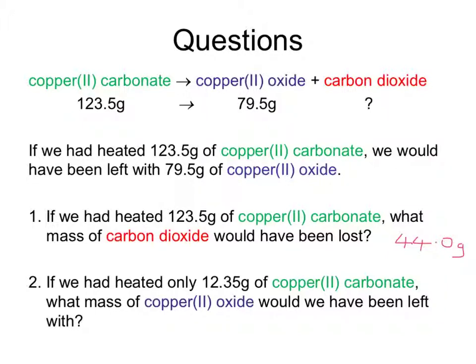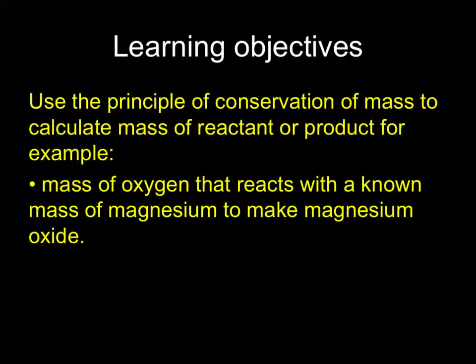Well, 12.35 grams of copper carbonate would be exactly 1/10 of that amount. So you'd expect to get 1/10 of the amount of copper oxide. In other words, 7.95 grams. So the answer to this would be 7.95 grams.